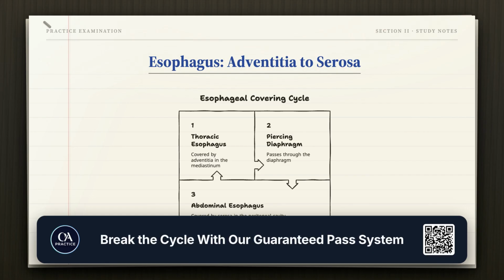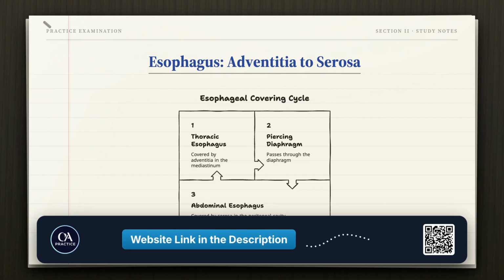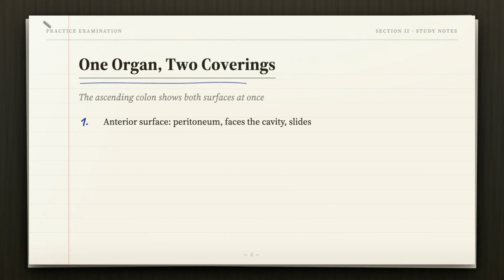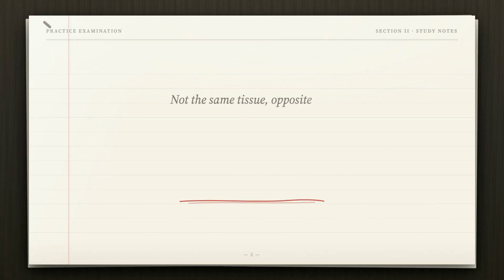Once it pierces the diaphragm and enters the abdomen, that final segment gains a true serosa. The ascending colon shows this beautifully. Peritoneum covers its anterior surface where it faces the cavity, while adventitia binds its posterior surface to the body wall. That fixed posterior attachment is exactly why retroperitoneal surgery, like on the pancreas or duodenum, is so technically demanding.